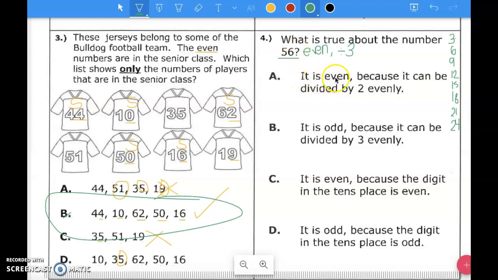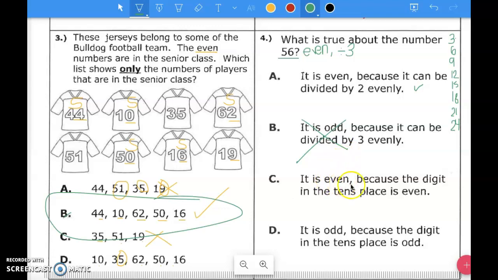56, it is even? Yes. Because it can be divided by 2? Yes. So this is true. Divided by 2, it is correct. Letter B, I'm going to put a little check mark, yes. It is odd? No, it's not odd. And I don't even need to finish the sentence.